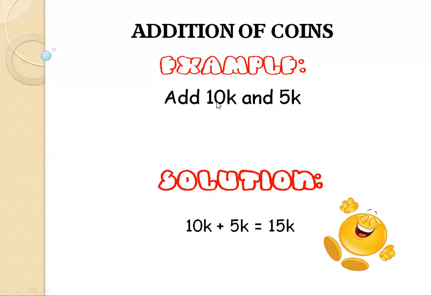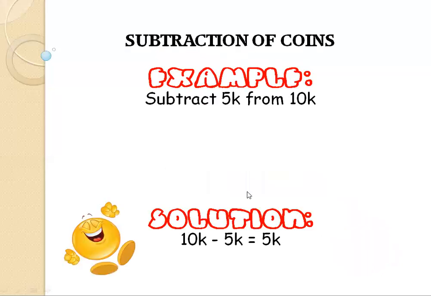So add 10 kobo and 5 kobo. I'll bring my 10 kobo and my 5 kobo, then I'll say 10 kobo plus 5 kobo. Remember how after 10, you count 5 more: 11, 12, 13, 14, 15. So 10 plus 5 is 15 kobo. Isn't that good? And then for subtraction, the same thing.